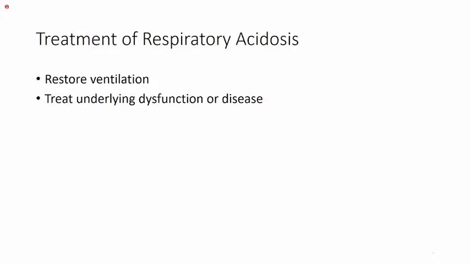How do you treat respiratory acidosis? Basically, there's an underlying problem in the lungs most of the time. So restore ventilation and treat the underlying pulmonary dysfunction, or if it is a head trauma, etc., treat the underlying cause.